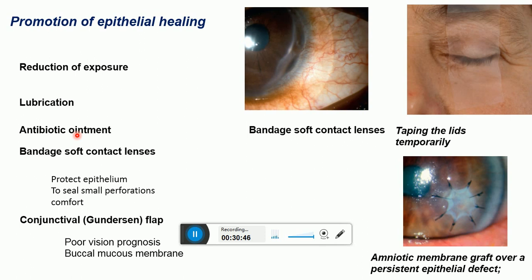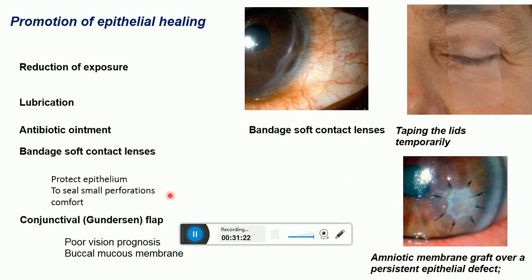Bandage soft contact lenses should be carefully supervised to exclude superinfection, and duration kept to a minimum. The bandage contact lens indications are promotion of healing by mechanically protecting regenerating corneal epithelium from the constant rubbing of the eyelids. The BCL, bandage contact lens, improves comfort in the presence of a larger corneal abrasion, and also the BCL seals a small perforation.